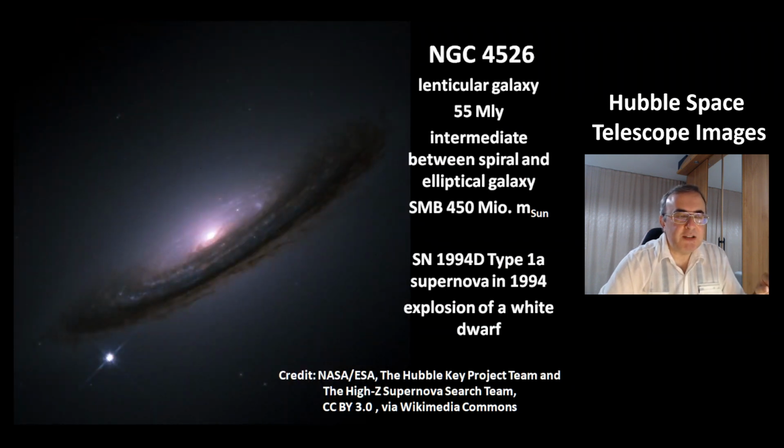This is a picture of the galaxy NGC 4526. It's a lenticular galaxy at 55 million light years distance. A lenticular galaxy is an intermediate between a spiral galaxy and an elliptical galaxy. This is a spiral galaxy that is about to change into an elliptical galaxy. Its supermassive black hole has a mass of 450 million solar masses. And in 1994, there was a Type 1a supernova, SN 1994D. That was the explosion of a white dwarf.